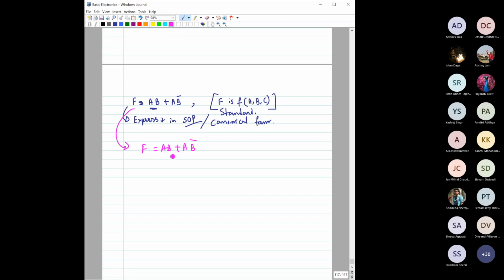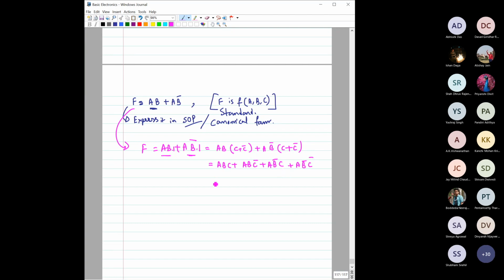So here F is equal to this AB. We have to introduce C terms in both places. We know that here we can write 1, so we can make an AND of 1, so that becomes AB only. This 1 can be written as C plus C bar. Similarly, this can be written as C plus C bar. We can also take AND 1 here, and this 1 can be written as C plus C bar. So it is simple: ABC, ABC bar, AB bar C, AB bar C bar.